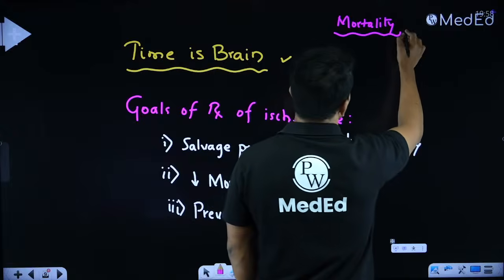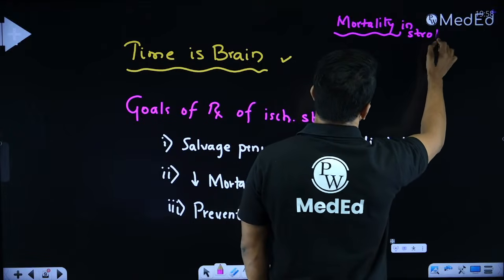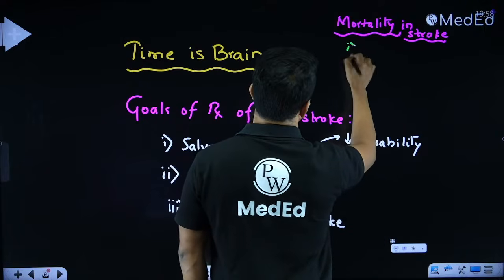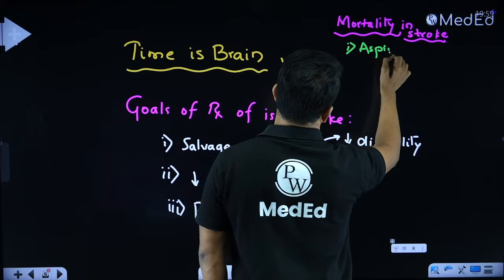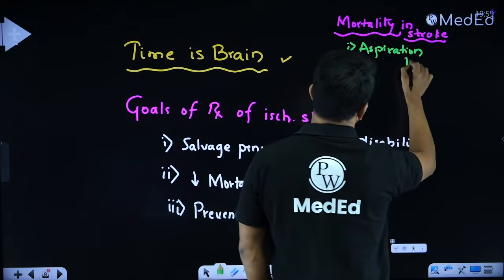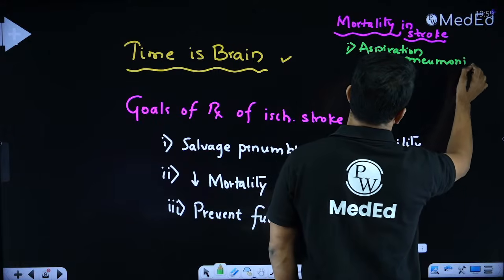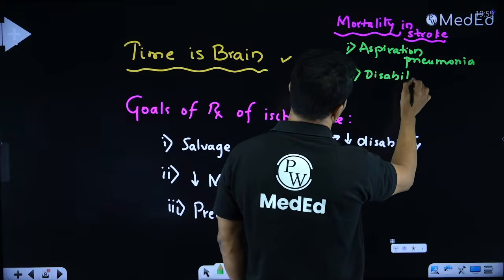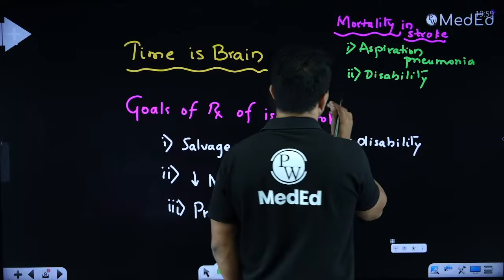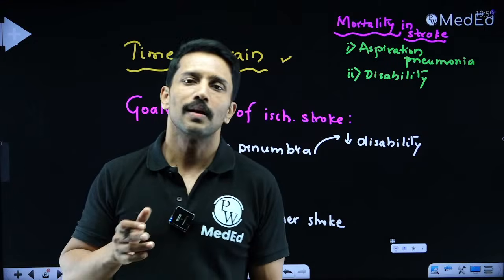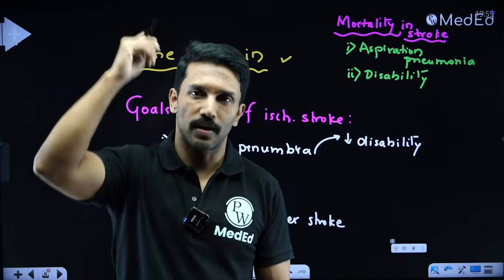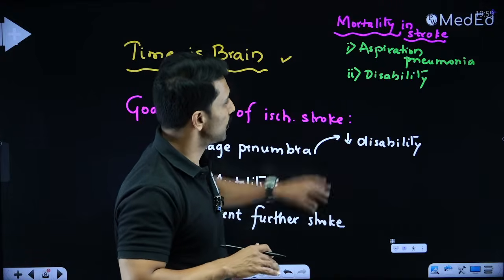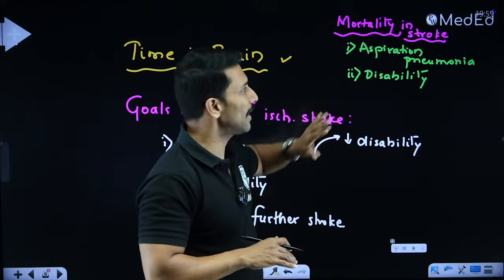So mortality in stroke. There are two major reasons for death in stroke. The first one is aspiration pneumonia. The second one is disability. Now, can disability kill someone? The third one is cerebral edema, but that is not a very common complication in ischemic stroke. In hemorrhagic stroke, it very often occurs. You'll have raised intracranial tension, brainstem herniation, and death, but it's a less common occurrence in ischemic stroke. So we'll concentrate on the common ones: aspiration pneumonia and disability.